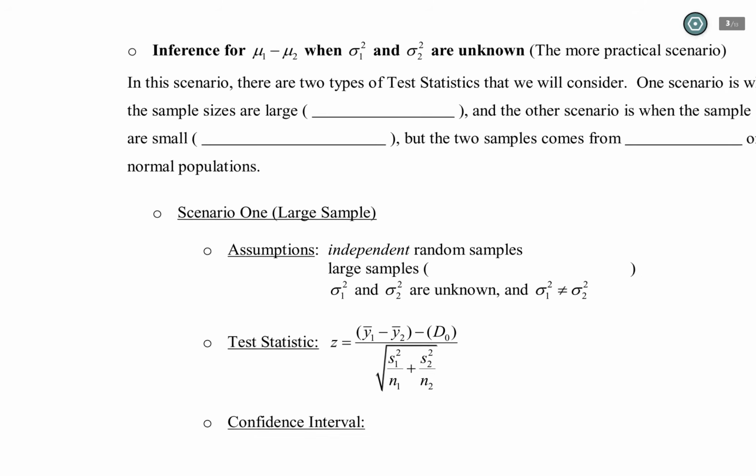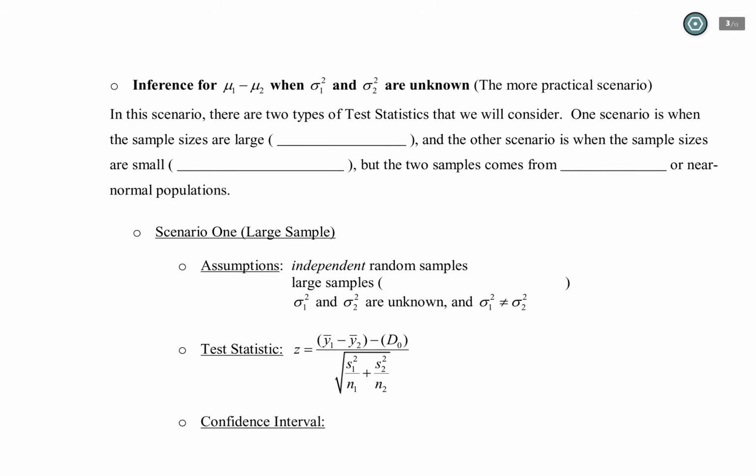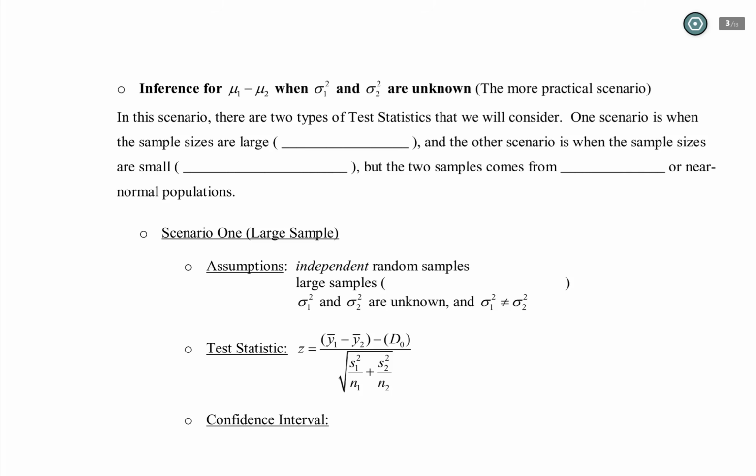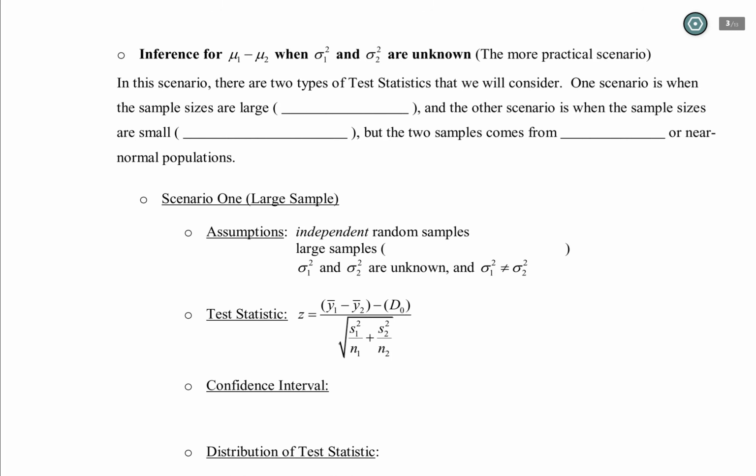The more practical scenario is when sigma 1 and sigma 2 are unknown. This is like in the previous notes, when we made a transition from a quote-unquote z-test on a single population mean to a t-test on a single population mean. Now, in this scenario, we have two types of statistics that we're going to consider.